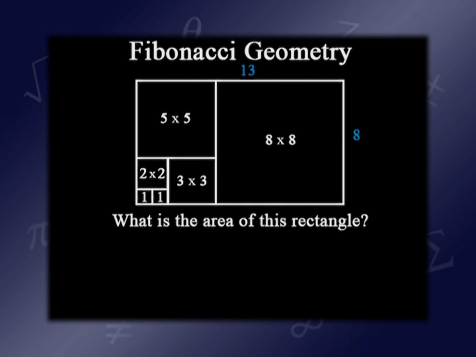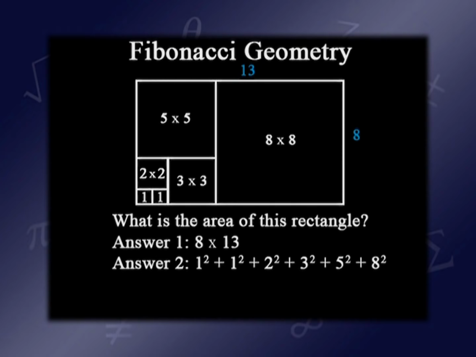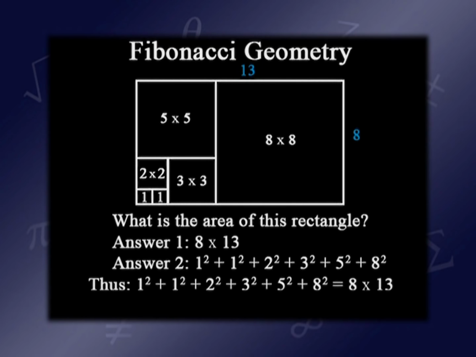So the area of that rectangle is 8 times 13. On the other hand, you could calculate the area of that rectangle by adding up the areas of all the individual squares. So we have a 1 by 1 square, another 1 by 1 square, a 2 by 2, a 3 by 3, a 5 by 5, an 8 by 8. So the sum of those areas is 1 squared plus 1 squared plus 2 squared plus 3 squared plus 5 squared plus 8 squared, which is 8 times 13. It is the product of Fibonacci numbers. And now we've proved a pattern that we saw but didn't prove when we were looking at Fibonacci numbers before. That is, the sum of the squares of the first n Fibonacci numbers is Fn times Fn plus 1.